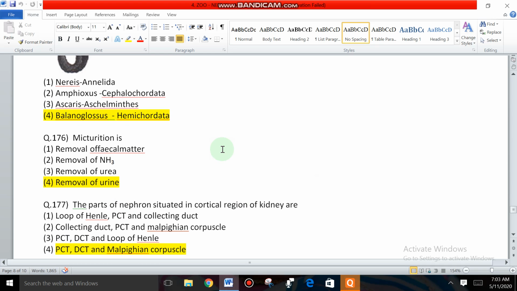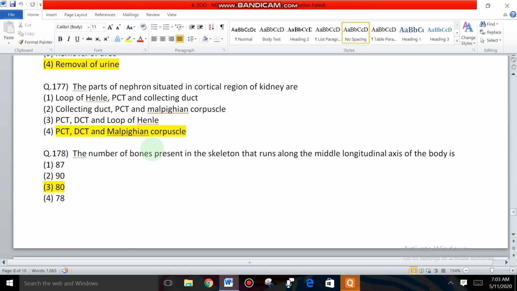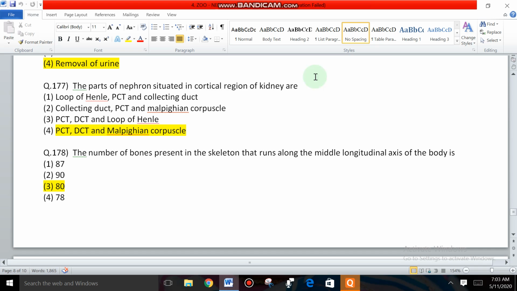Micturition. What is meant by micturition? Micturition means the process of removal of urine. The process of releasing urine is called micturition, right? The parts of nephron situated in the cortical region of the kidneys. In the cortical region of the kidneys, which parts are present? PCT, DCT, and Malpighian corpuscle. The collecting duct and the remaining portion of LOH are present in the medulla region of the nephrons, right?